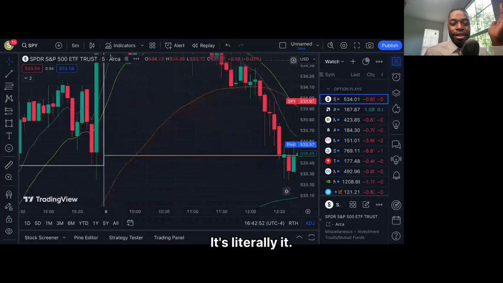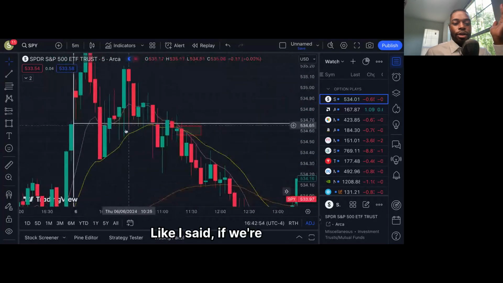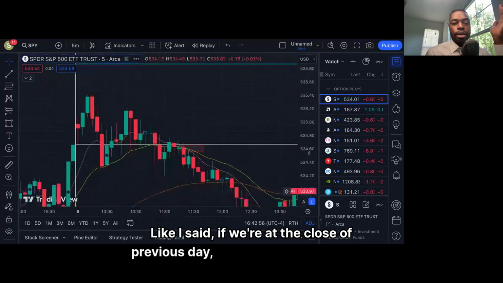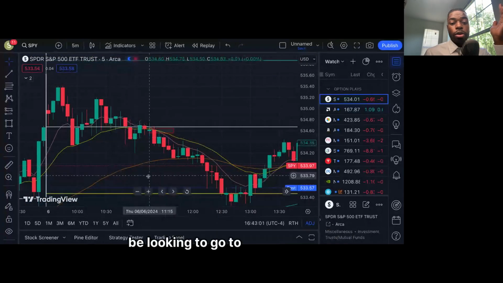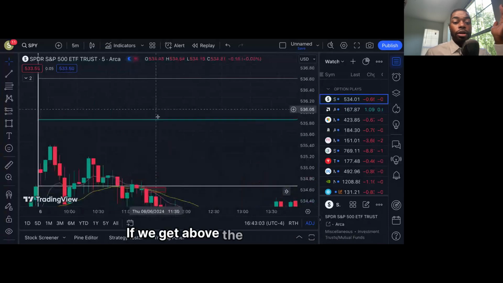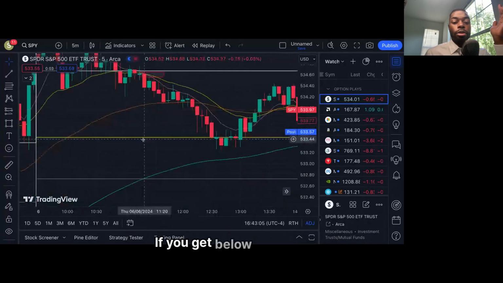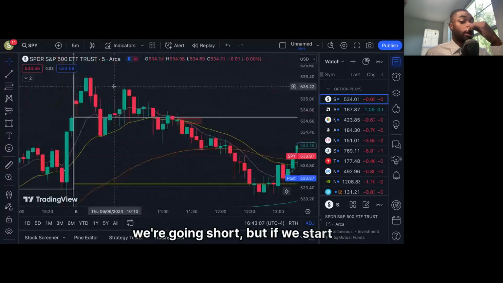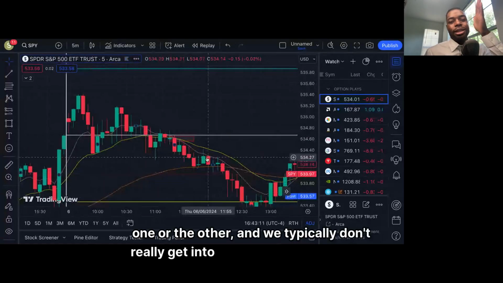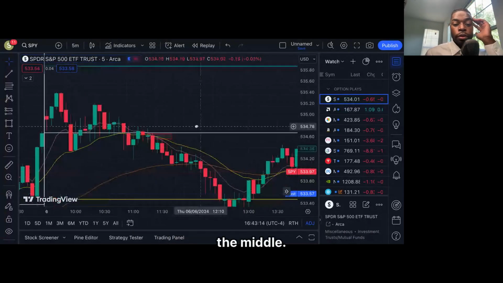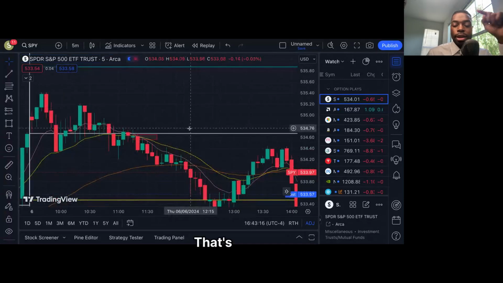It's literally it. If we're at the close of the previous day, then literally we're going to be looking to go to one or the other ATR. If we get above the blue one, we're going long. If we get below the yellow one, we're going short. But if we start in the middle, we typically don't really get into those zones. Okay, keep it simple. That's how it goes.